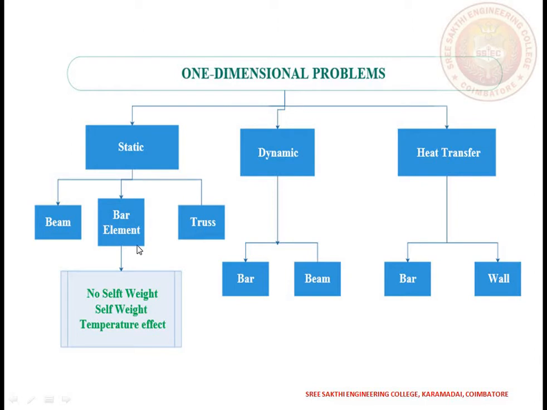Similarly, for a bar element, having a rod or a pipe, we consider that type of problem as a one dimensional problem. For the bar element, various conditions will be applied while solving the problem: first, no self weight; second, considering the self weight; third, temperature effect. The next one is the stress element, which we will discuss in upcoming topics. So in static conditions we can apply these three categories.